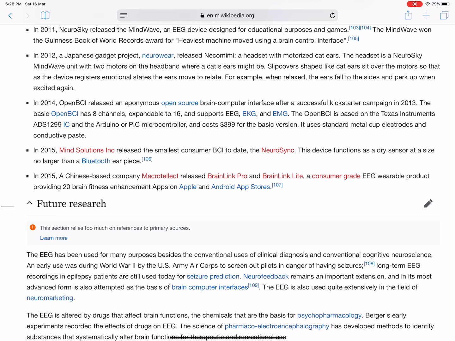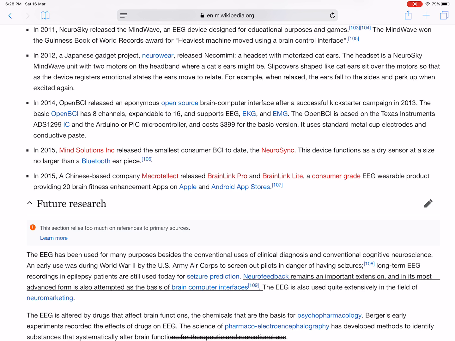The EEG has been used for many purposes besides the conventional uses of clinical diagnosis and conventional cognitive neuroscience. An early use was during World War II by the U.S. Army Air Corps to screen out pilots in danger of having seizures. Long-term EEG recordings in epilepsy patients are still used today for seizure prediction. Neurofeedback remains an important extension, and in its most advanced form is also attempted as the basis of brain-computer interfaces.